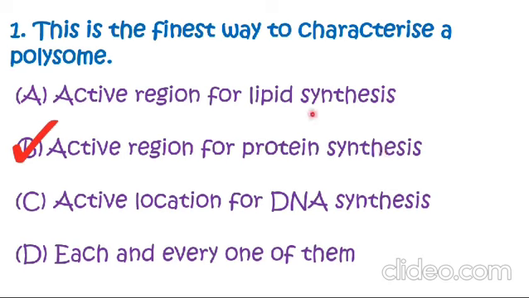Okay, so basically, what does characterizing polysomes mean? Polysomes are nothing but polyribosomes, right? That is a cluster of ribosomes bound to a single mRNA molecule, and these ribosomes work simultaneously to translate the mRNA into a polypeptide chain. It eventually folds into the functional protein, and this is the active region for protein synthesis, right? So the correct option over here is option B.